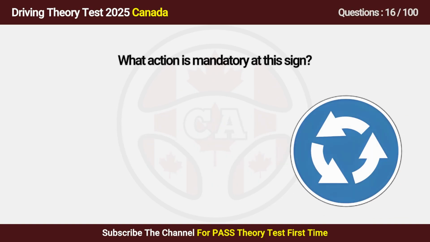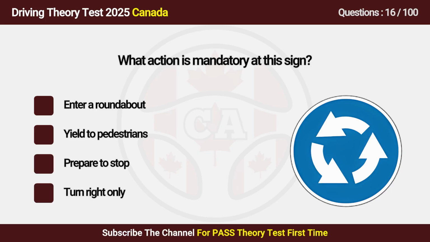Question 16. What action is mandatory at this sign? A. Enter a roundabout. B. Yield to pedestrians. C. Prepare to stop. D. Turn right only.